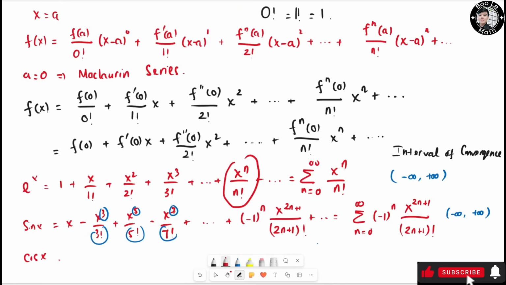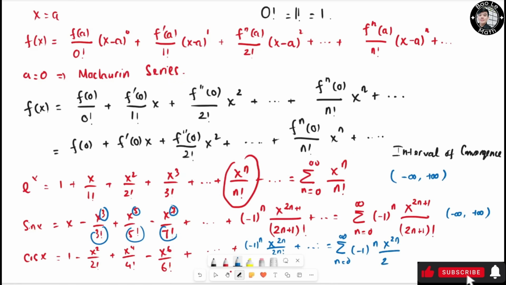The cosine is an even function, right? So it should be 1 minus s squared over 2 factorial plus s to the 4 over 4 factorial minus s to the 6 over 6 factorial plus etc. In summation notation, it starts from n equals 0 to infinity of negative 1 raised to the n times s raised to the 2n over 2n factorial. And again, the interval of convergence of the series is negative infinity to positive infinity.